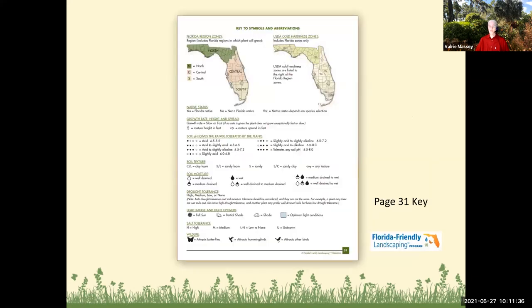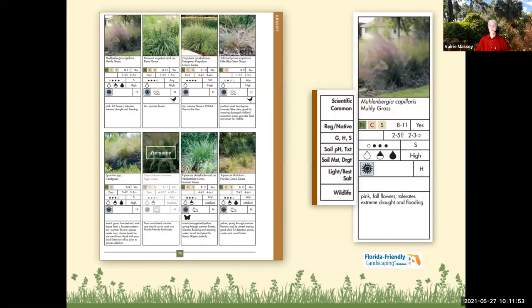And going back to the Florida Friendly Landscape Guide that I showed that you could order, this is page 31. This is the key that gives you all the information, the little symbols, so that when you go through the book, you can figure out what it's telling you about a particular plant. If you look here, this is one of the plants, let's say muhly grass. It's going to tell you that it's good in all the zones, north, central, and south, zones 8 through 11, and it's asking whether it's native. It's telling you yes, and tells you how much water it prefers. It tells you if it attracts wildlife. It's a wonderful resource. It's not the only resource, but it's a really great place to start. And like I said, it's a free resource.